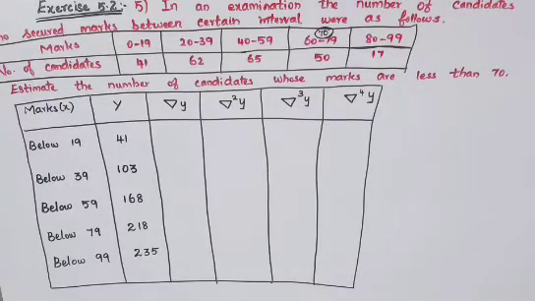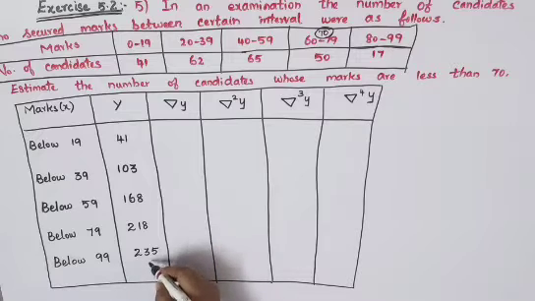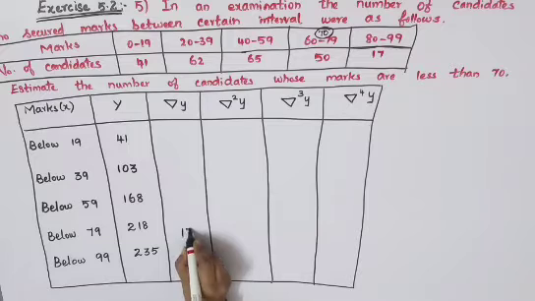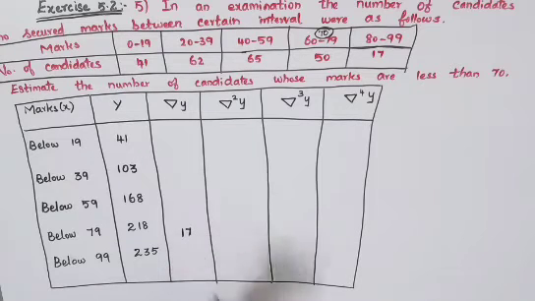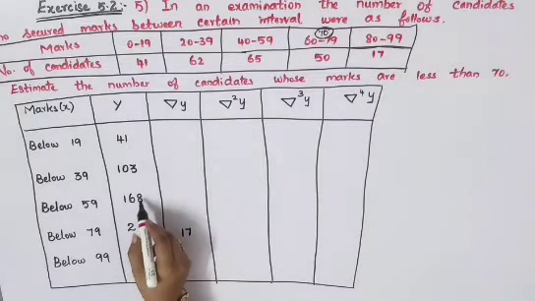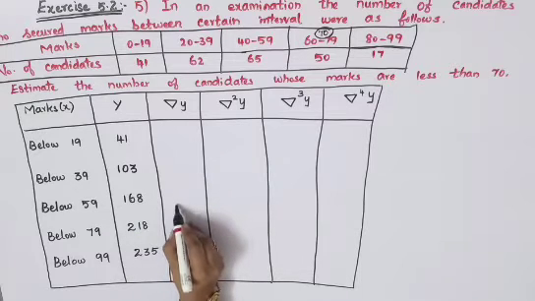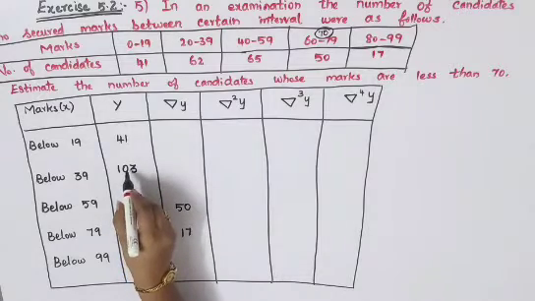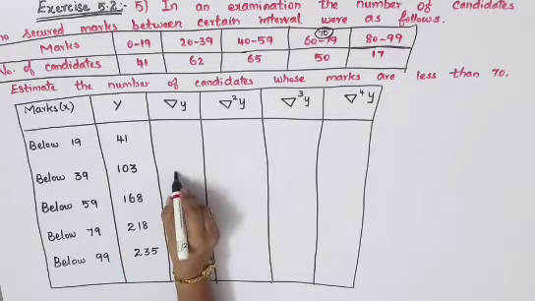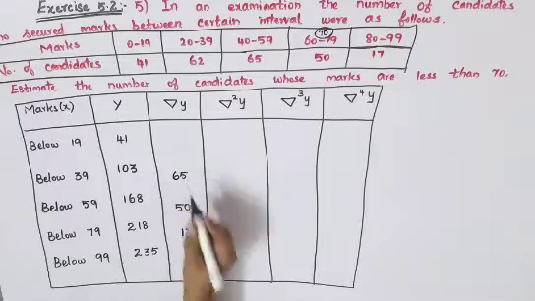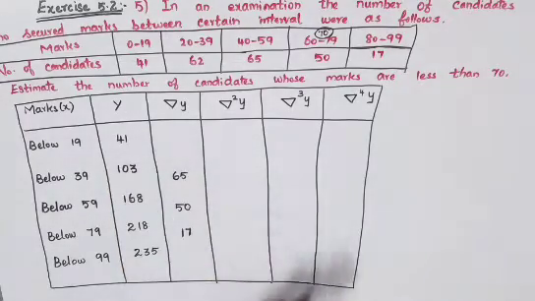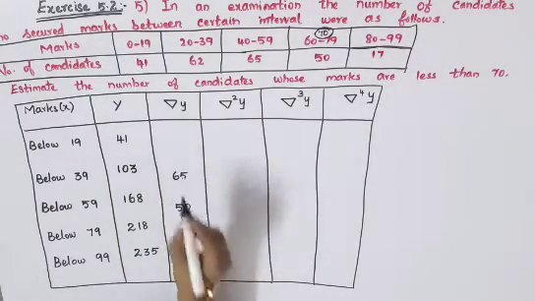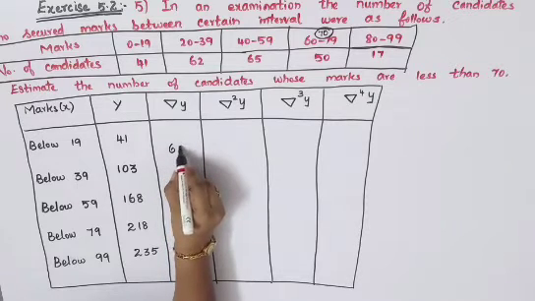Now we'll go to nabla y. That is again the same thing, subtraction. 235 minus 218 will get 17, right in the middle of 235 and 218. Now 218 minus 168, you will get 50, middle of those two numbers. 168 minus 103, you will get 65. 103 minus 41, you will get 62. Again in the middle of these two numbers.